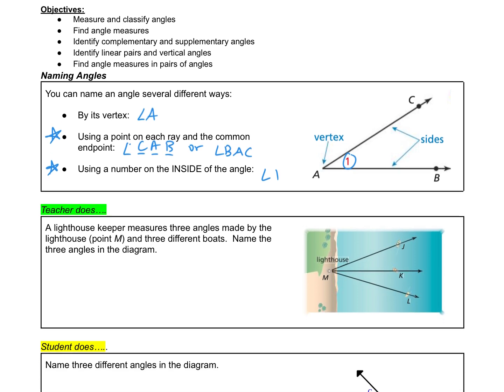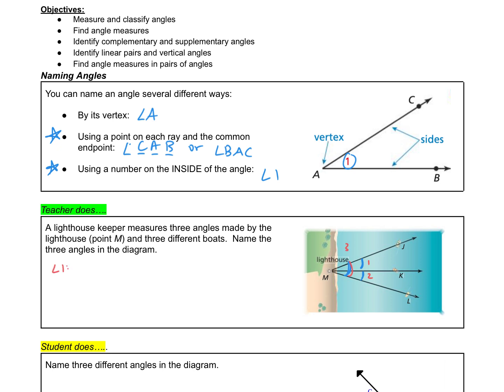Okay, so if we take a look at this example, a lighthouse keeper measures 3 angles made by the lighthouse, point M, and 3 different boats. Name the 3 angles in the diagram. Okay, so first off, I want to make sure we know what angles are being referred to. First of all, there's the whole angle. And then there's an angle here, and there's an angle here. And so I'm going to put numbers by them. So we have angle 1, we have angle 2, and the whole thing is angle 3.